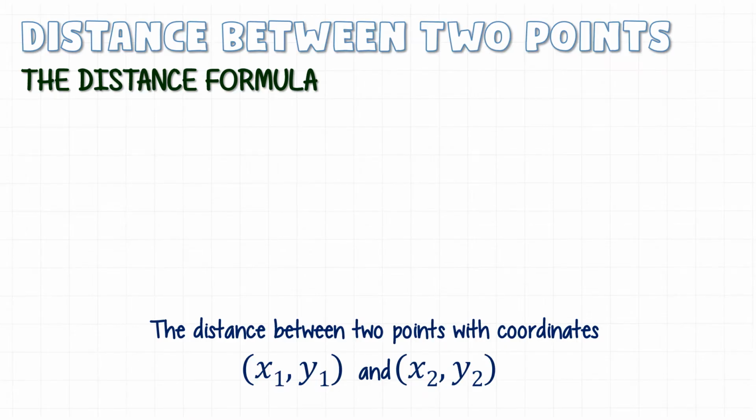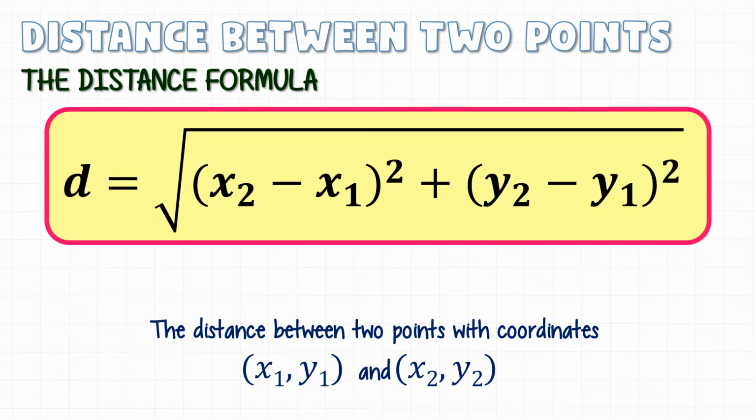Doon na papasok si distance formula. And if we're asked to find the distance between 2 points with the coordinates (x sub 1, y sub 1) and (x sub 2, y sub 2), we'll use this formula. We have the distance is equal to the square root of (x sub 2 minus x sub 1) squared plus (y sub 2 minus y sub 1) squared. Tandaan ang distance formula, ha?